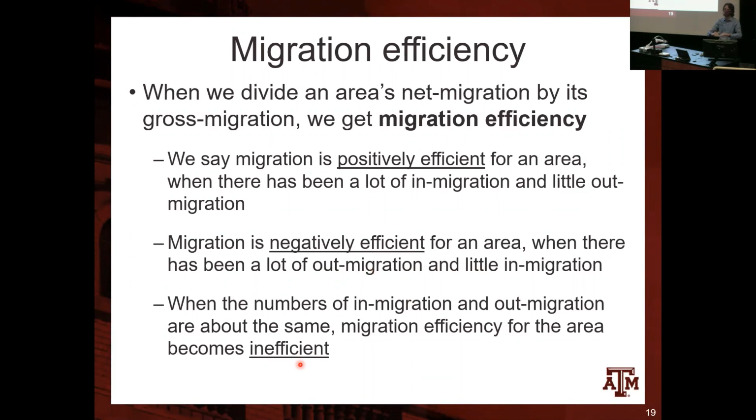And when you divide that by the gross migration, that number is going to be close to zero. So that migration is pretty much inefficient in the sense that it doesn't change the size of the population that much, right?